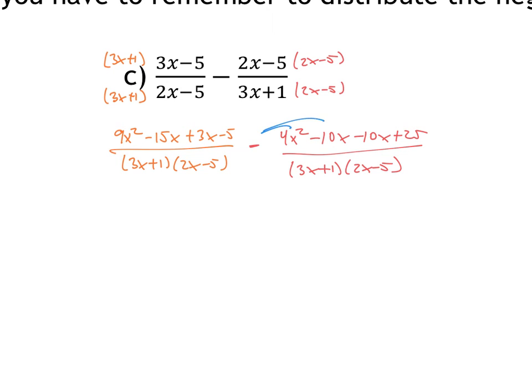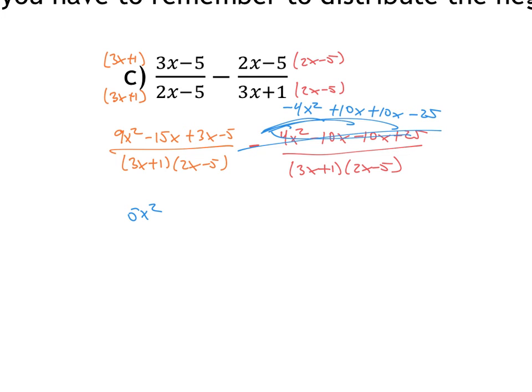So I'm going to distribute that negative. If it helps, you can just write it above it. So negative 4x squared plus 10x minus 25. And then you can cancel that out if you want to. So now let's combine like terms. So 9x squared minus 4x squared gives me a 5x squared.